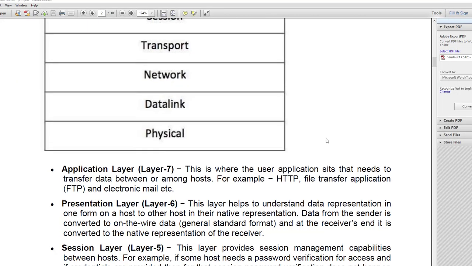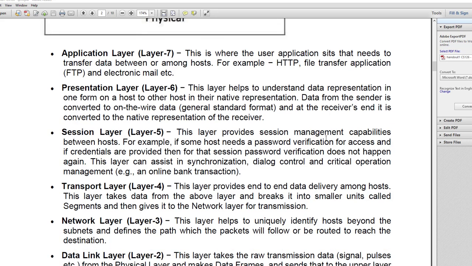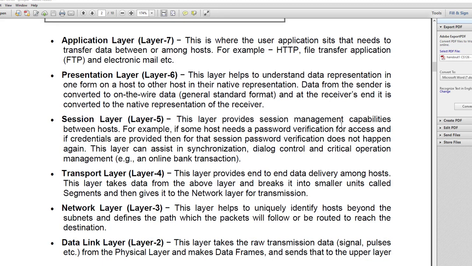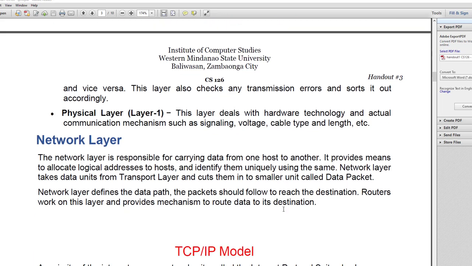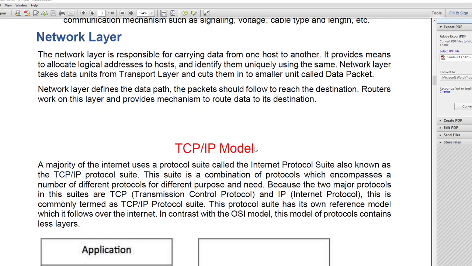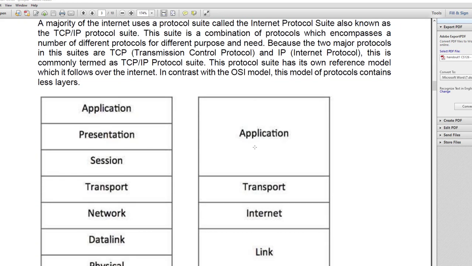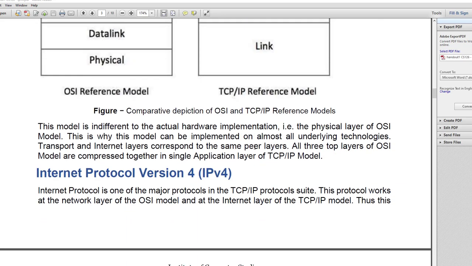Okay, so these are the descriptions and short definitions of the various layers, layer 7, 6, 5, 4, 3, 2, and 1, for the OSI model. Next is the TCP/IP model, here.